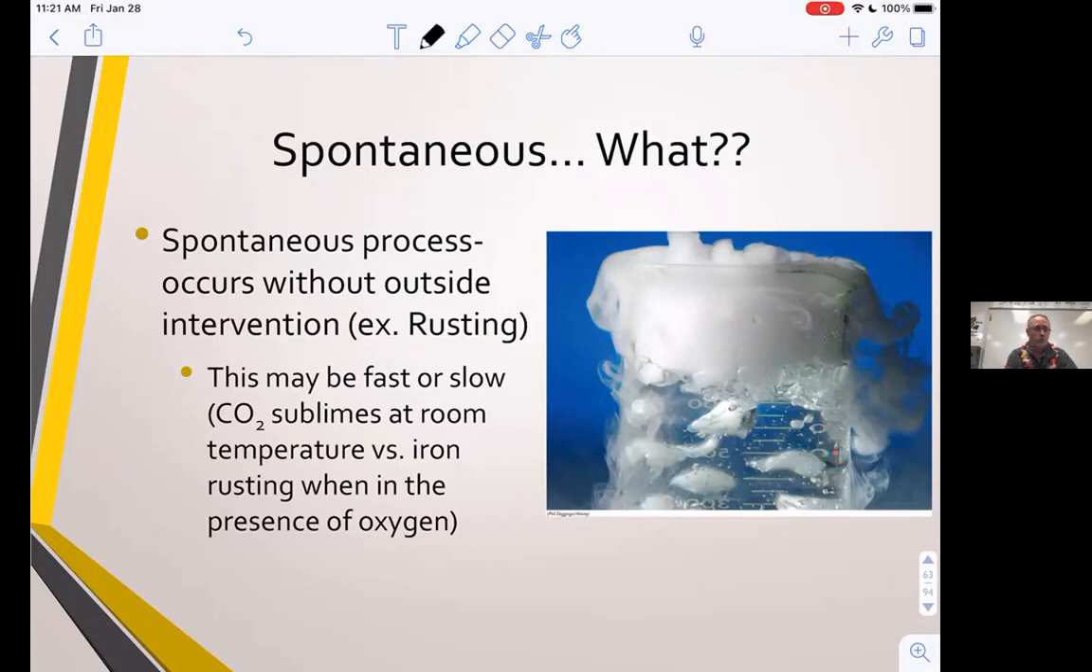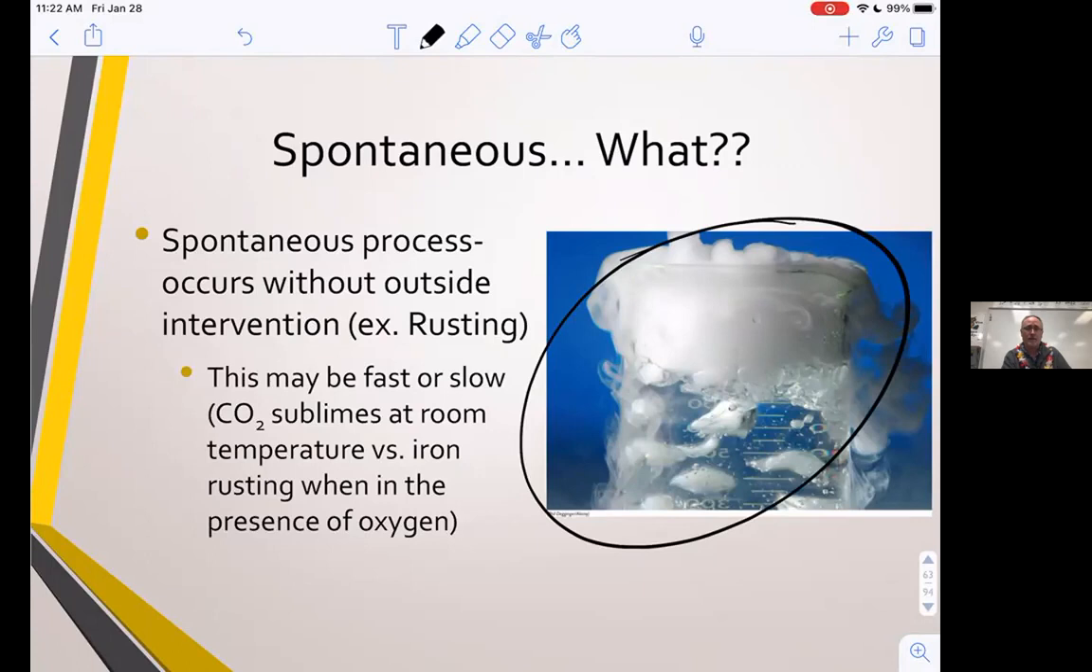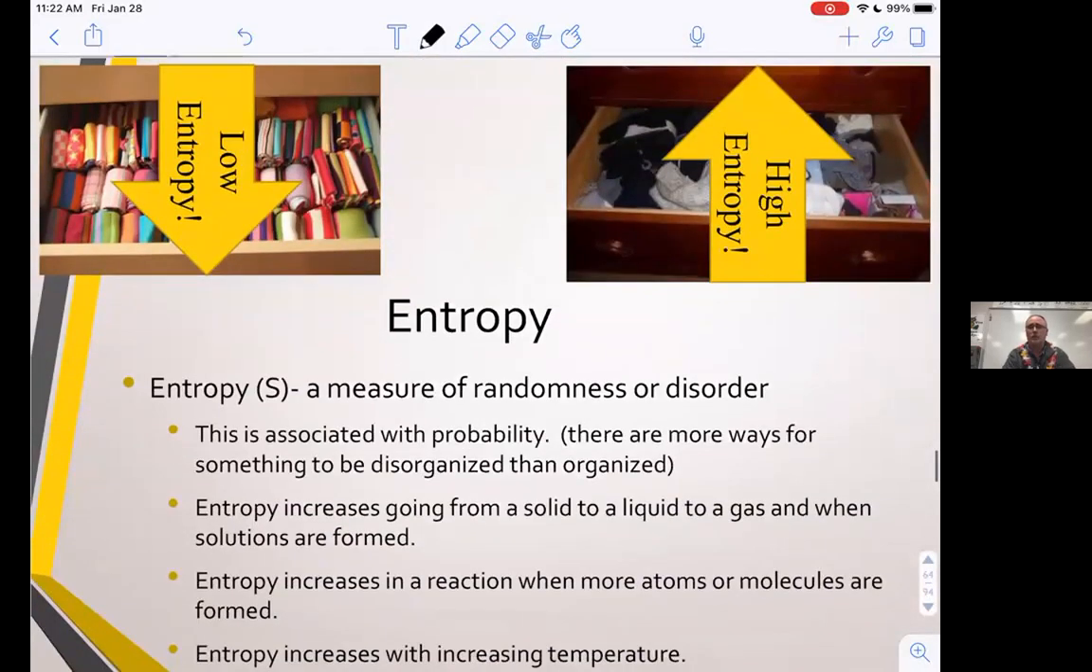The picture here is dry ice in water, probably warm water. When you drop it in there, it sublimes very quickly. It's a spontaneous process. It's changing from a solid to a gas immediately. That may be what you think of as spontaneous, but spontaneous doesn't have anything to do with time. It just has to do with the energy. Does it have enough energy for that to occur? A slower one would be rust. Forming rust would be a slow, long process, but it is spontaneous. It doesn't happen with any outside intervention.